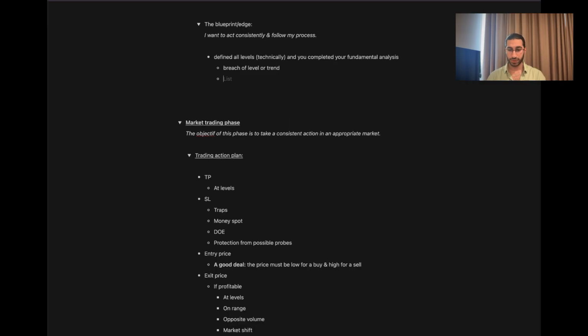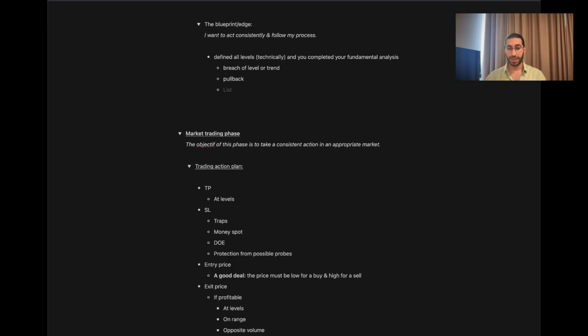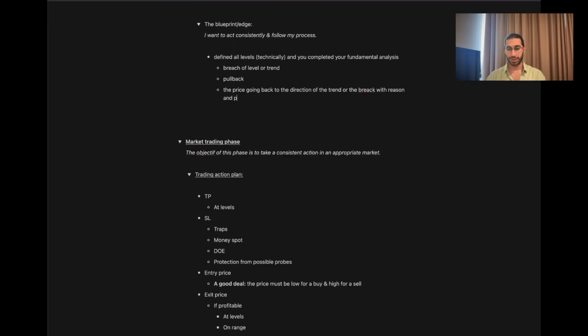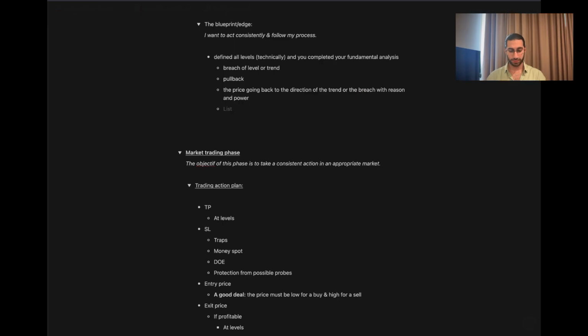Okay? Then what you'll want to see is a pullback. And after the pullback, you'll want to see the price going back to the direction of the trend or the breach with reason and power. Okay? And then you write it. Okay?